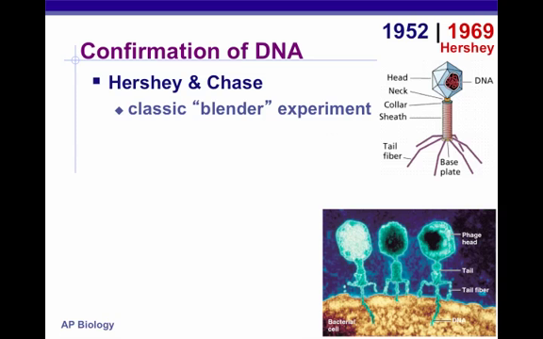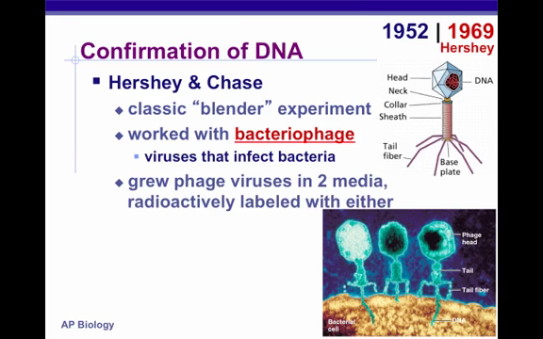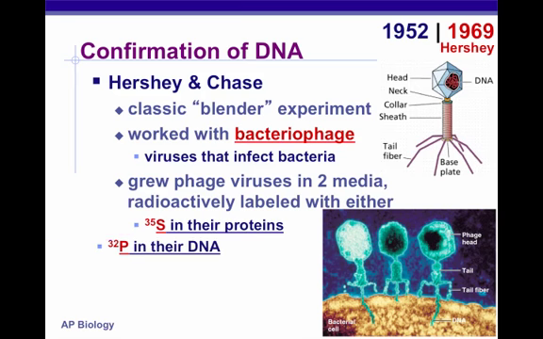So let's confirm it. Let's do another experiment. Hershey and Chase here, this is the classic blender experiment. Up here is something called a bacteriophage, this sort of robotic looking thing. It's actually a virus that infects bacteria. Inside here you have DNA. So viruses that infect bacteria are called bacteriophage. So we grew the phage virus in 2 media and then radioactively labeled with either heavy sulfur or heavy phosphorus.